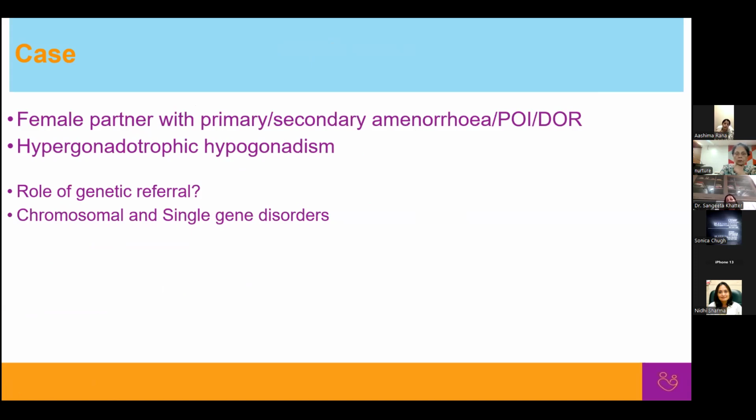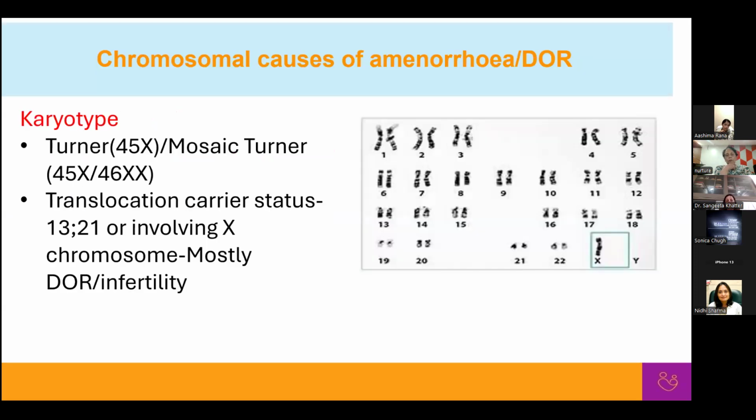So now I have come to female infertility. A female partner with primary or secondary amenorrhea, premature ovarian insufficiency, or decreased ovarian reserve, which is very common nowadays, and hypergonadotropic hypogonadism. So what is the role of genetic referral here? You will ask, why genetics? Because there can be association with chromosomal and single gene disorders.